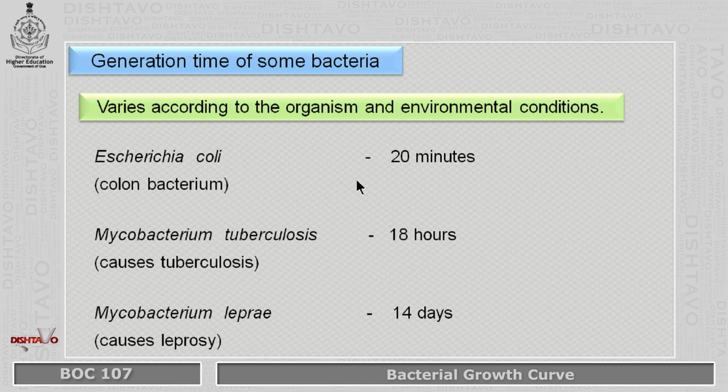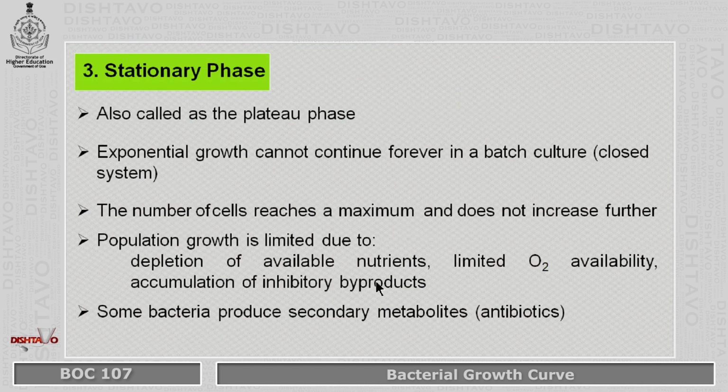Under ideal conditions, E. coli, that is the common colon bacterium, takes 20 minutes, or the generation time is 20 minutes for it to double its cell number. In Mycobacterium tuberculosis, the bacterium which causes tuberculosis, the generation time is 18 hours. While Mycobacterium leprae, the organism which causes leprosy, is a very slow growing organism and the generation time is 14 days. Now the third phase is the stationary phase.